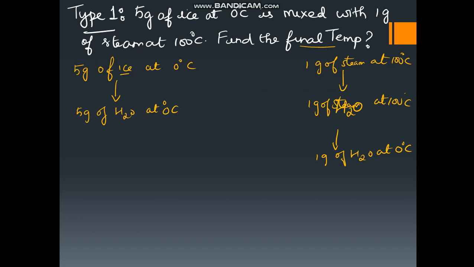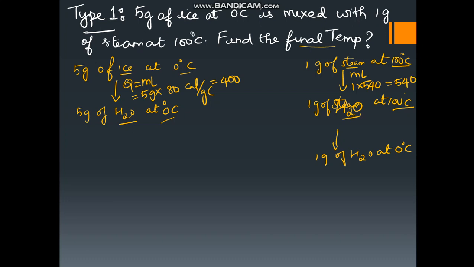So here ice is converted to water, temperature is same, so Q is equal to mL. For change of phase it is mL, for change in temperature it is mc delta T. So mass of ice is 5 gram into latent heat of ice is 80 calorie per gram, so it is 400. This side, 100 degrees Celsius, and phase is changed, steam to water, so mL. So 1 gram of steam into latent heat of steam is 540 calorie per gram, so that is 540 calories.